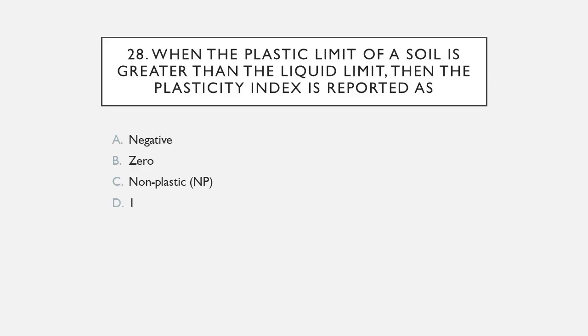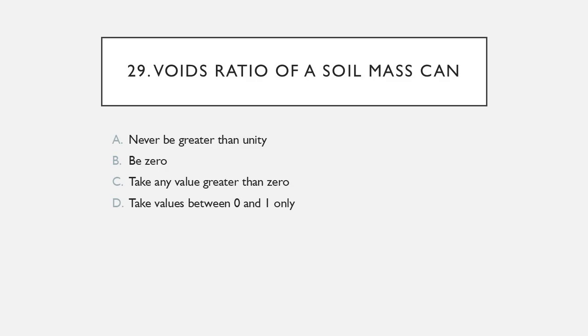28. When the plastic limit of a soil is greater than the liquid limit, then the plasticity index is reported as A. Negative. B. 0. C. Non-plastic. D. 1. B. 0.